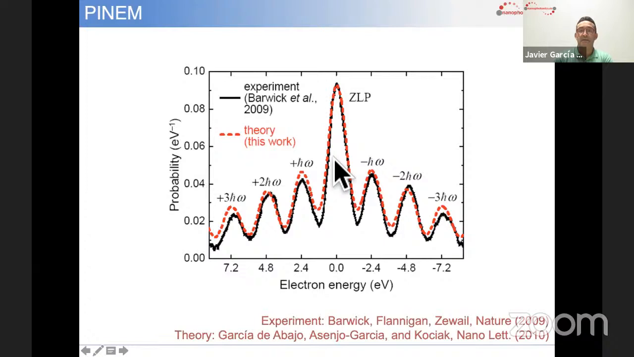So this is the first spectrum they published in this context for this technique, PINEM. That's the zero-loss peak of the electron, the instant electron, and then you can see various peaks here associated with the emission of photons by the electron. It's actually a stimulated emission because the photon is emitted into the light field coming from the laser.